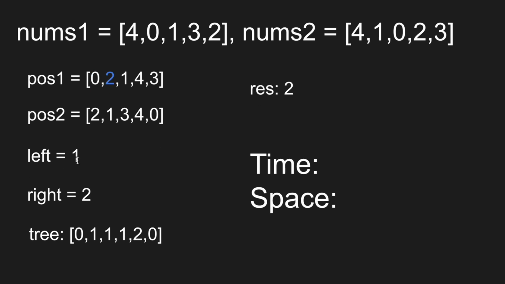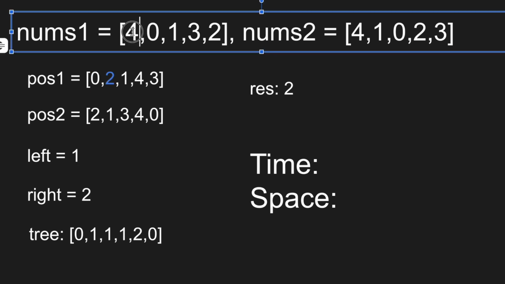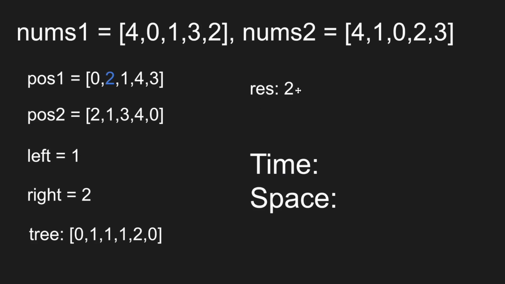Now we look here, we realize the left has 1 because 4 is on the left on both sides, and the right has 2 because 2 and 3 are both on the right. And then we also need to update the tree. 2 times 1 is 2, so the result is 2. At 1, there's also 1 on the left and 2 on the right. So 2 times 1 is 2, and again we add 2, update the tree.